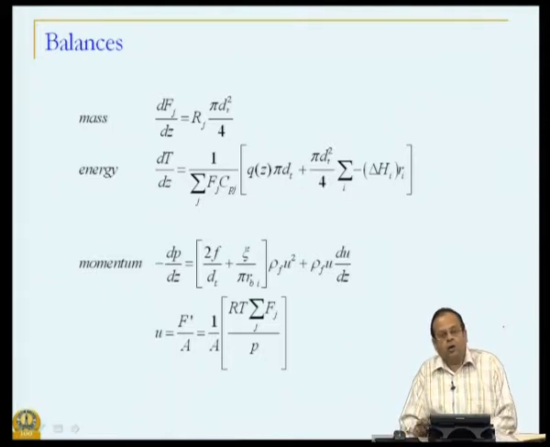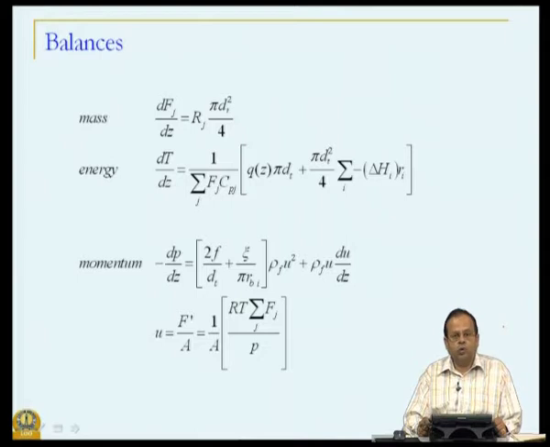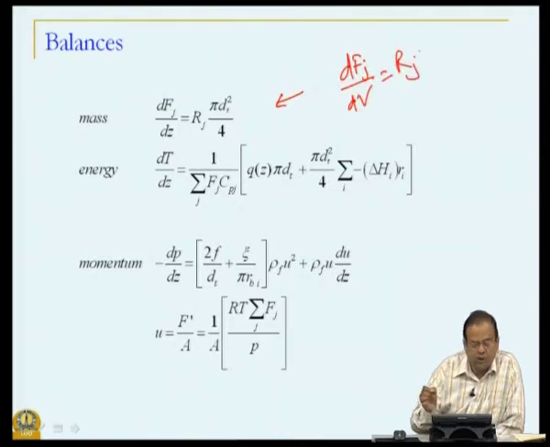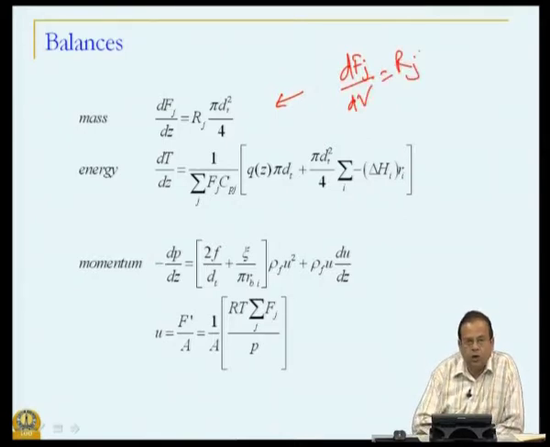So, these are our balances which we use for design of this reactor. What are these balances? These are our simple mass and energy balance and the momentum balance as well. Now, what is this mass balance? This mass balance is actually the same thing as dFj/dV equal to Rj that we had seen earlier. We are assuming only a tubular reactor. Now, why are we dealing with Fj and not concentration Cj?